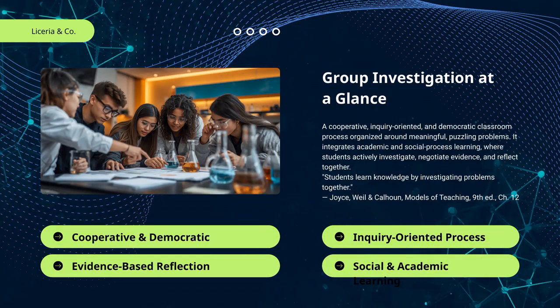At a glance, group investigation is a cooperative, inquiry-oriented, and democratic learning model. Students work around meaningful and puzzling problems. They do not simply receive information, they negotiate ideas, examine evidence, and reflect together. This model integrates academic learning with social learning.